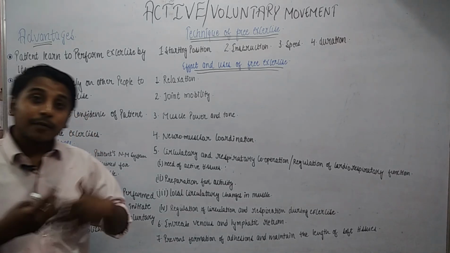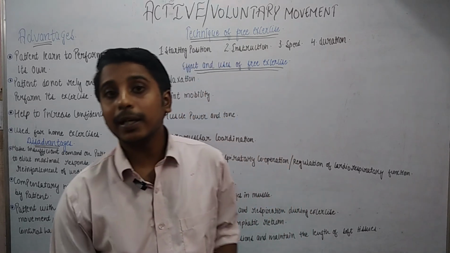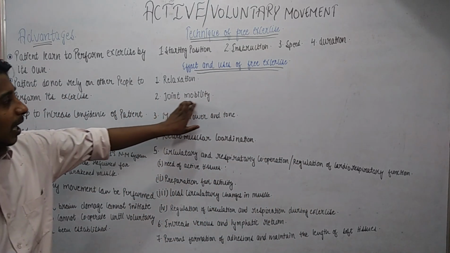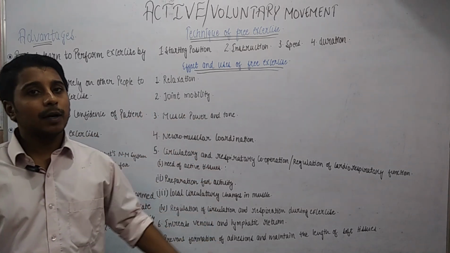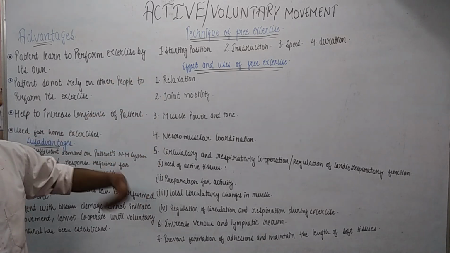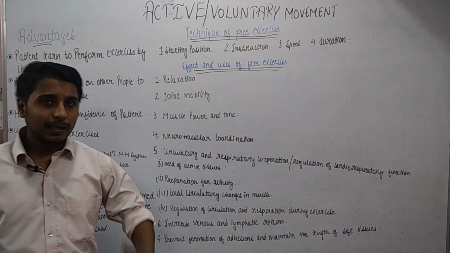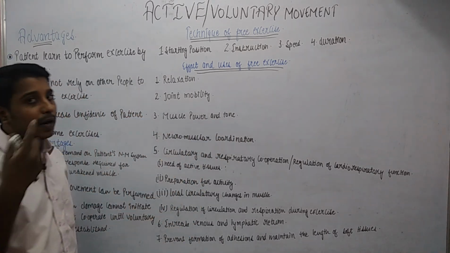Also the free exercises which are oscillatory or pendular in character also induce relaxation. Further, it helps to increase joint mobility, which is simple. By doing repetitive sets and a lot of repetition of free exercise, joint mobility is increased, that is range of motion is increased. Then muscle power and tone, yes, power can be increased.